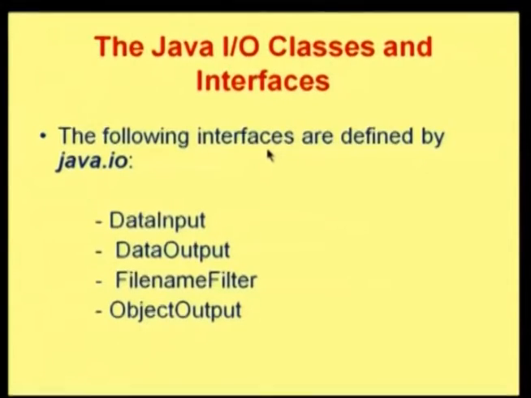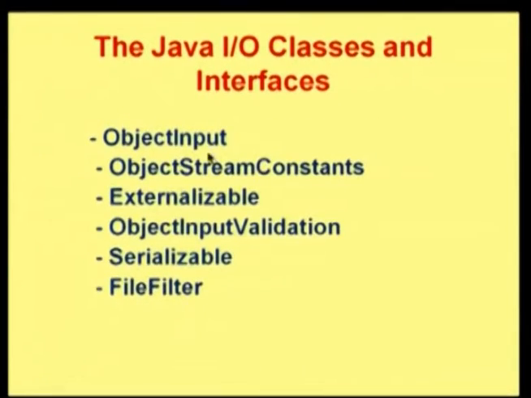We also have the following interfaces defined: DataInput, DataOutput, FilenameFilter, ObjectOutput, ObjectInput, ObjectStreamConstants, Externalizable, ObjectInputValidation, Serializable and FileFilter. We have already discussed that interfaces are used in order to make your classes inherit multiple facilities, that is, multiple behaviors of different classes into one class. We normally go in for using interfaces. These interfaces will help one particular type of class to have more functionalities than other types of classes.